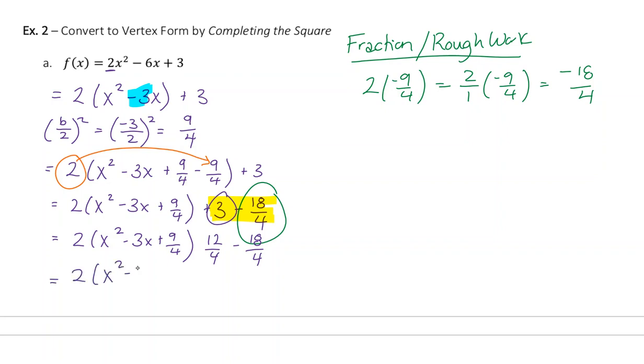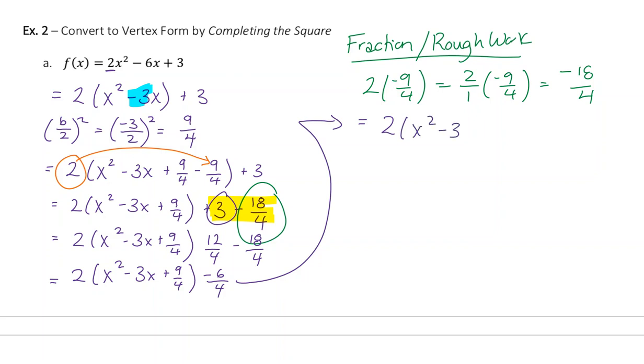If we simplify that, 12 minus 18 leaves us with -6/4. Now, I'd also recommend that you reduce that fraction. So if you reduce the fraction 6/4, you should be left with 3/2, because you can divide both of those by 2.